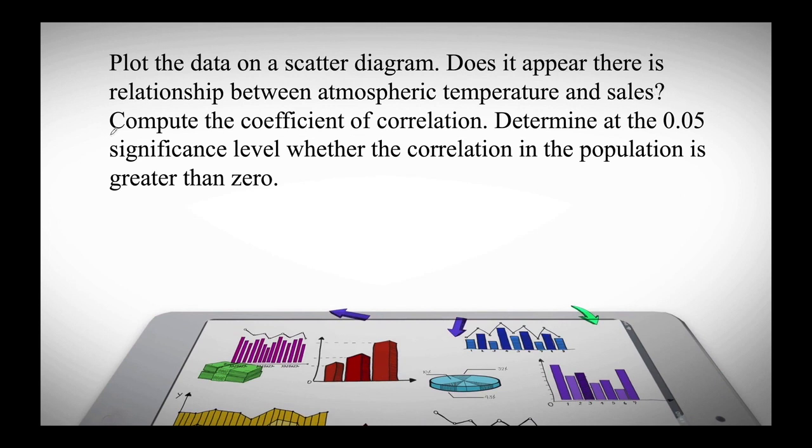Compute the coefficient of correlation. Ito yung may formula na tayo. And determine at the 0.05 significance level whether the correlation in the population is greater than 0. Ayun lang naman gusto nating malaman kung exact 0 or greater than. No? So, let's start our computation.